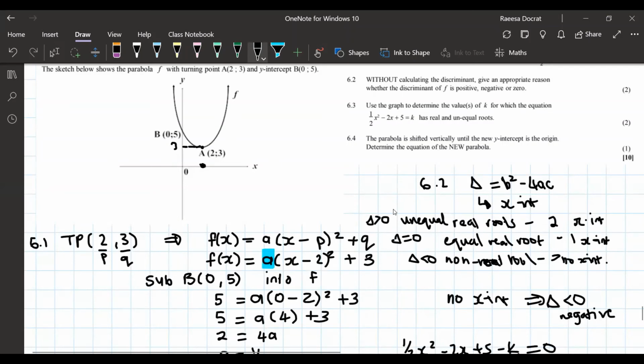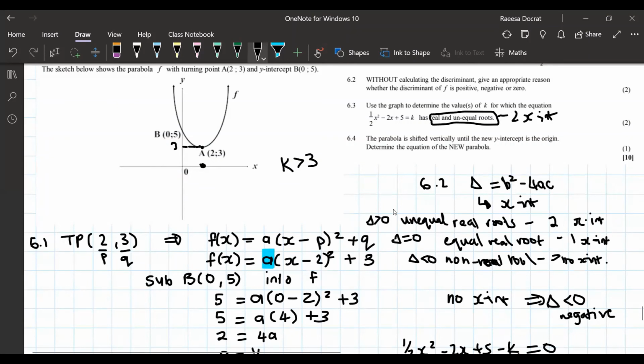Here they want to know, when does it have real and unequal roots? So we have to go even lower than that. If we shift it any more than 3 units down, it's going to start to have 2 x-intercepts. So k needs to be greater than 3, because that's shifting it down. So real and unequal roots means 2 x-intercepts.